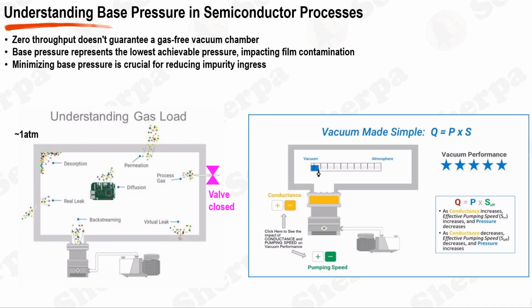Typically, the base pressure in thin film processes ranges between 1 × 10⁻⁸ to 1 × 10⁻¹⁰ torr. For reference, the lowest pressure recorded in the Guinness World Records stands at 7.5 × 10⁻¹⁵ torr. This equates to only about 25 gas molecules existing within a volume of 1 cubic centimeter.